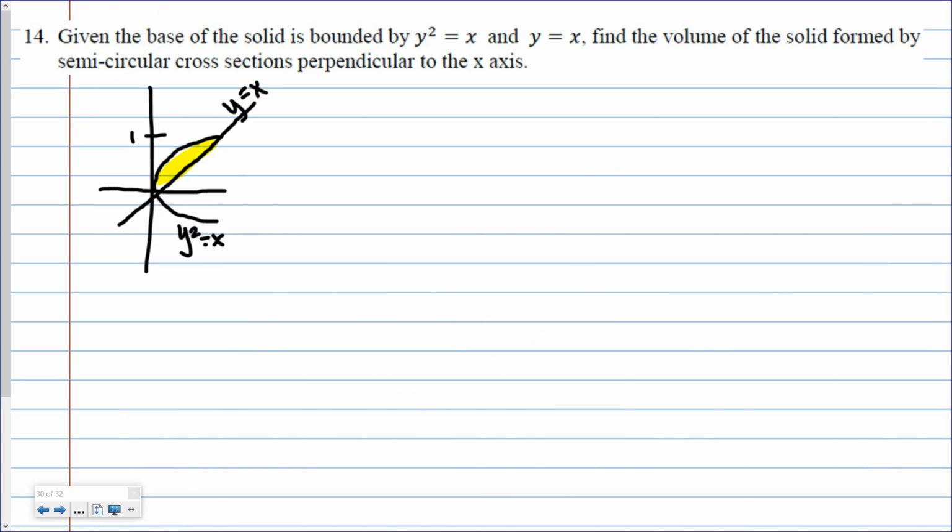Right here. Okay. These are cross sections perpendicular to the x-axis. So guys, already I know my formula. You guys good with that? Already, this is the formula. You can look at your formula, your quotable, but this is your formula. I just need the area of cross sections perpendicular to the x-axis.